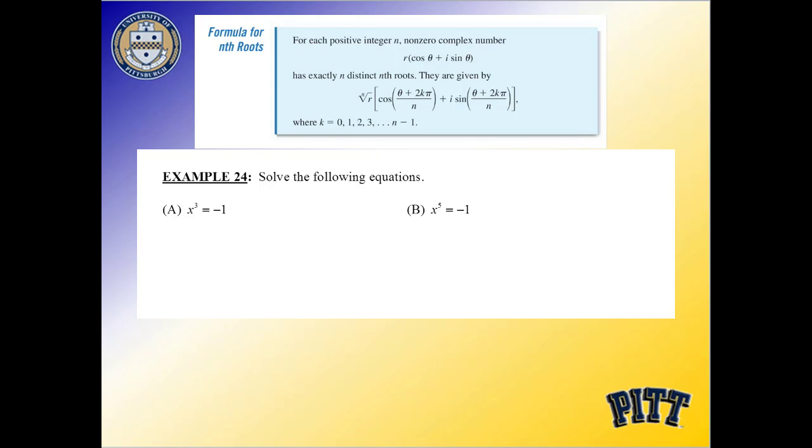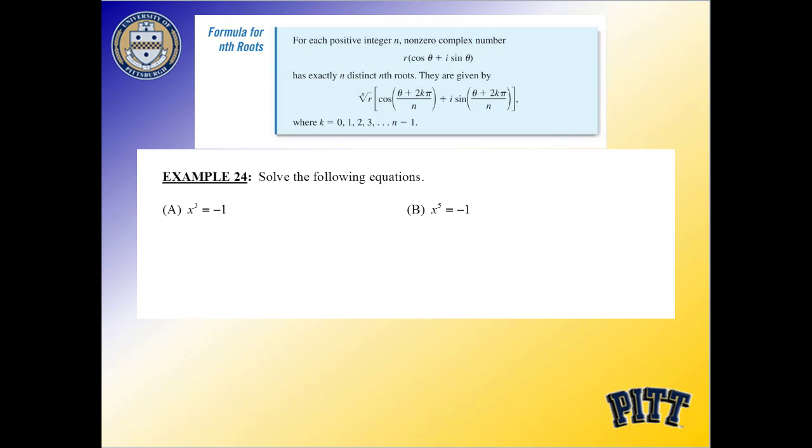Which means that if I want to take the nth root, I'm going to take the nth root of r, times the cosine of theta plus 2k pi all over n, plus i times the sine of theta plus 2k pi all over n, recognizing that k is an integer starting at 0 and going to 1 less than the value of n. So if I was doing a fifth root, my k values would be 0, 1, 2, 3, and 4. If I was doing a 10th root, my k values would be 0, 1, 2, 3, 4, 5, 6, 7, 8, and 9.